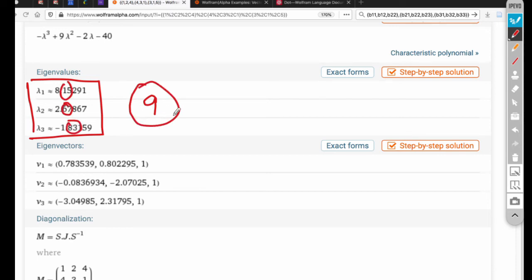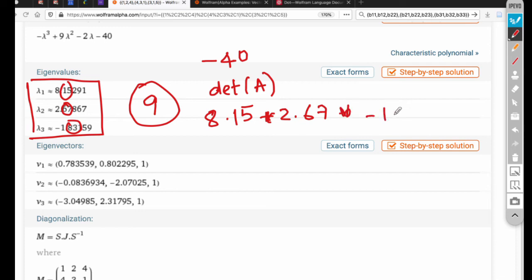So before and after diagonalization, the value of the determinant, that is determinant A, should also remain the same, which you ended up getting as minus 40. Now if you take the product of 8.15 times 2.67 times minus 1.83, you will end up getting the value minus 40. So the two properties that should remain the same before and after diagonalization are that the trace should remain the same and the value of the determinant should remain the same.